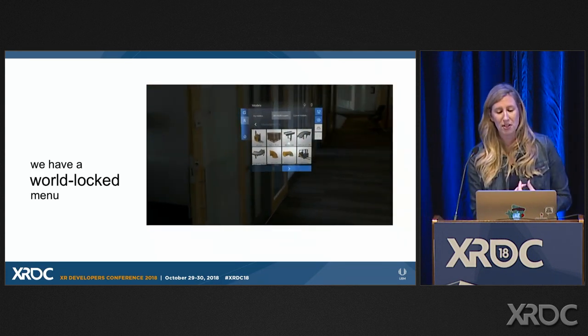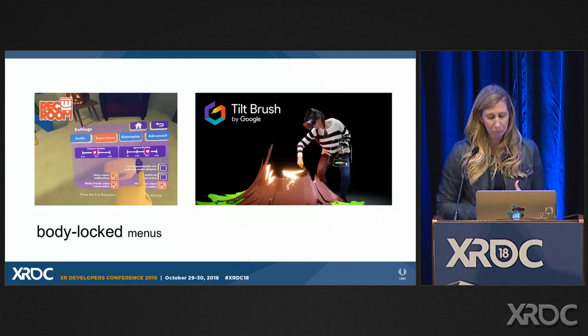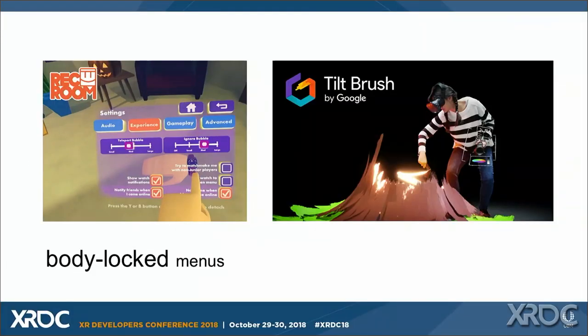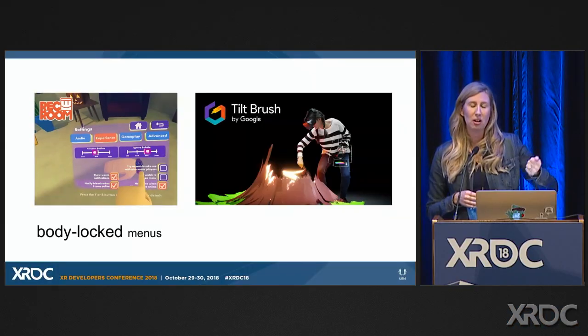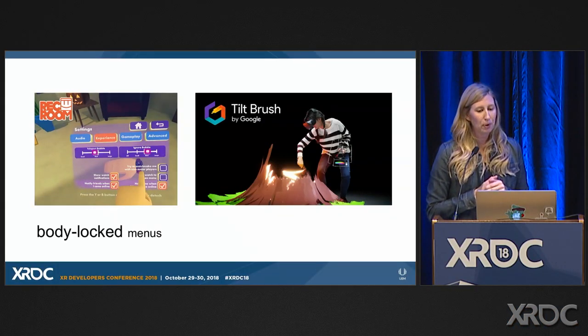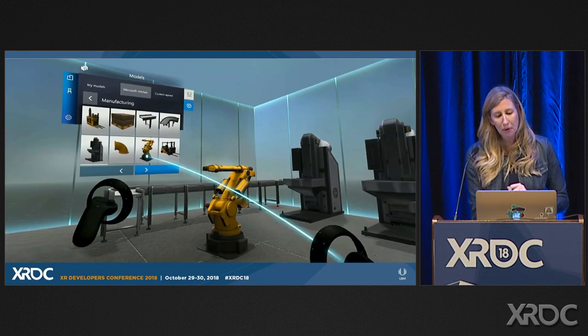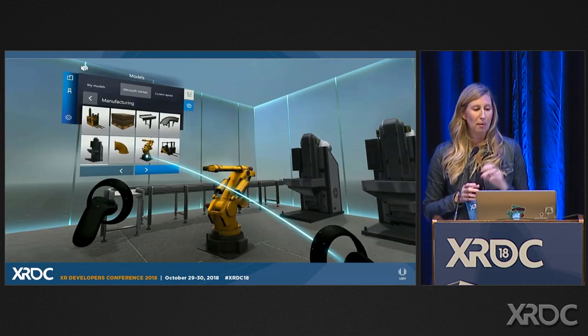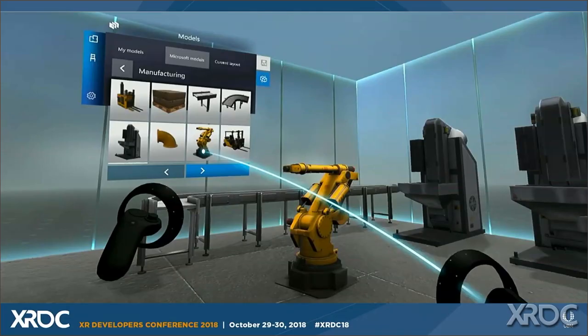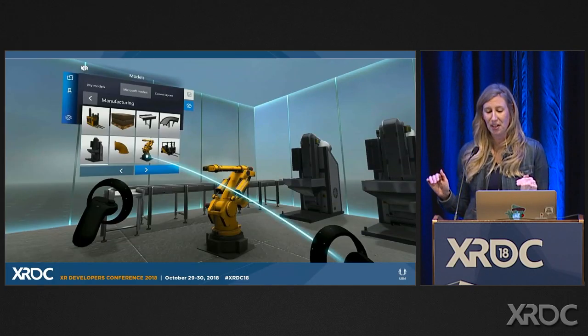So we decided to look around and see what some other folks out there were doing. And one of the other common patterns is body locked menus. A couple of people that are doing this, Rec Room, they've got the watch on the wrist. And in Tilt Brush, they've got the palette right there on the controller. So we took a page out of their book, and we decided to add our menu onto the controller. And this worked for us because we were able to maintain the UI. It's the exact same UI in HoloLens as it is in VR. And that means we're maintaining the same code base.